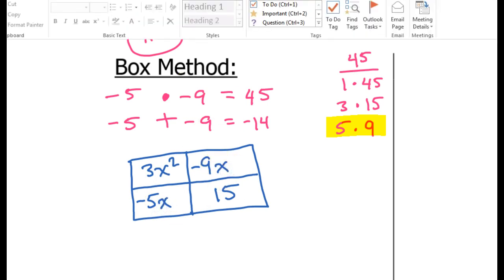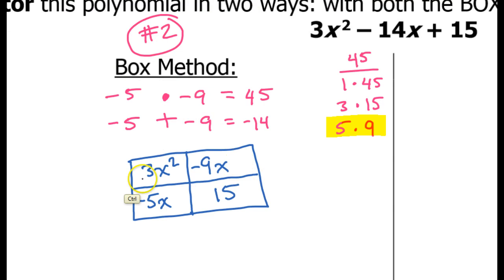Next, we do the GCF of every row and every column. So the GCF of the top row is going to be 3x. The GCF of the bottom row is going to be negative 5. The GCF of the first column is x. The GCF of the second column is negative 3.